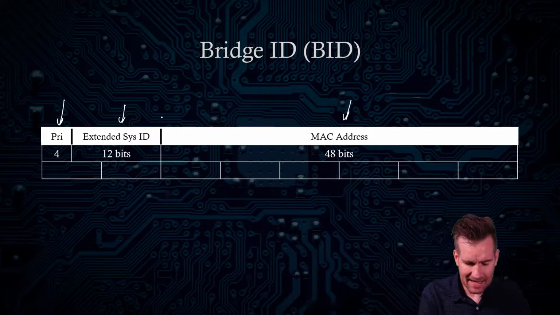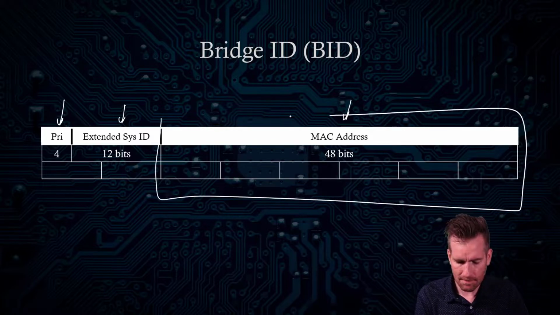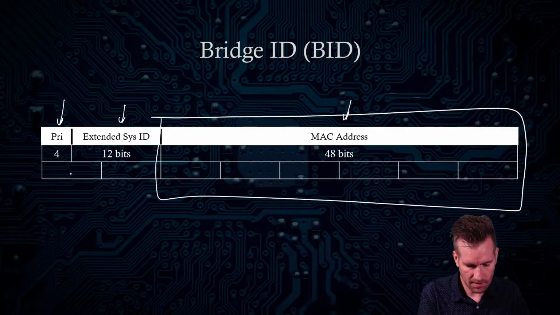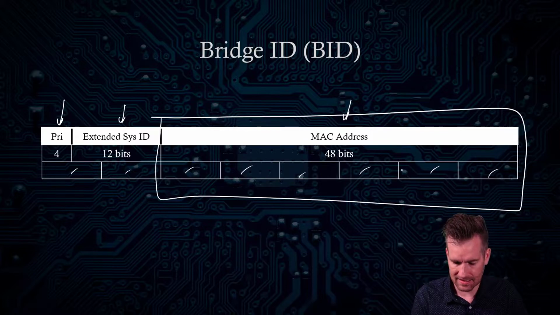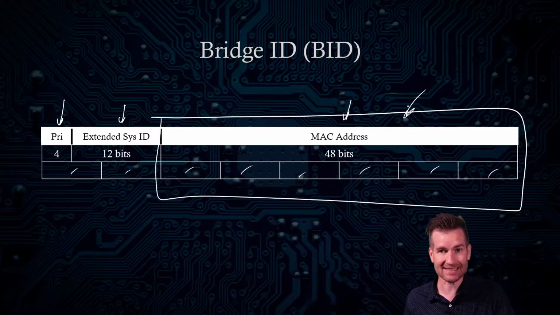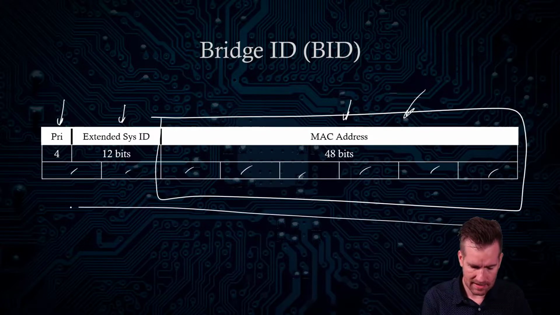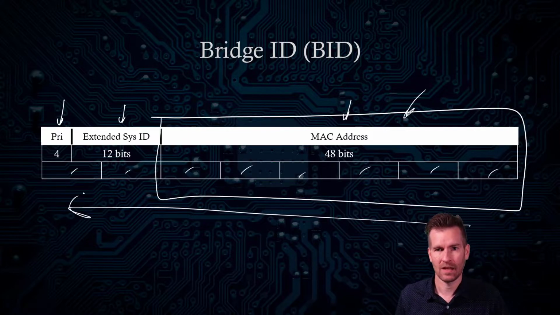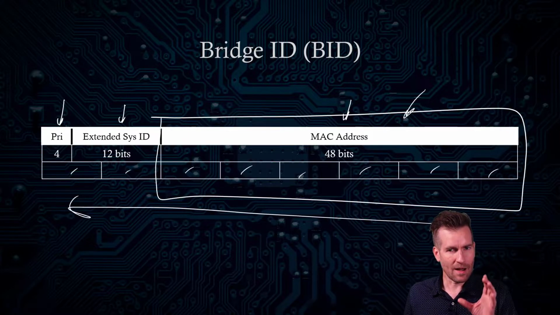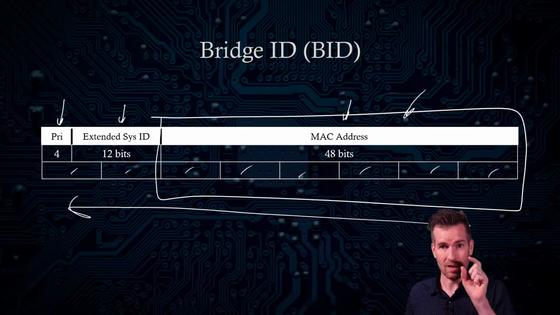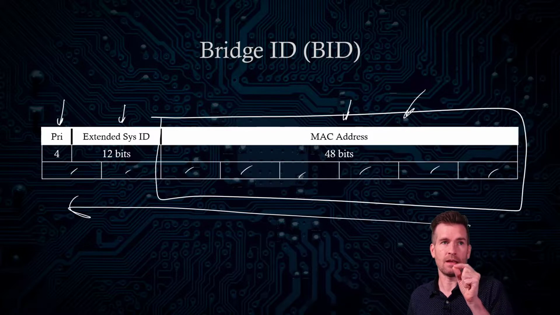We can see that the MAC address makes up the majority of this. It makes up 6 of the 8 bytes. You can count them: 1, 2, 3, 4, 5, 6, 7, 8. So the MAC address is 6 of those 8 bytes. But when it comes to bridge ID, the most significant values are here to the left side of it. And remember, whatever is the lowest bridge ID within the network becomes the root bridge.